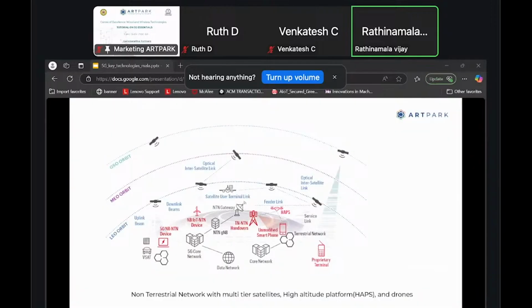So this is an example of an integrated terrestrial network, and you can see the non-terrestrial network gateway which is connected to the core, and that transmits the 5G signals to the satellites. There's also an optical link between the satellites to communicate and arrive at global coverage, and vice versa, the signals from the non-terrestrial networks are received at the 5G core.